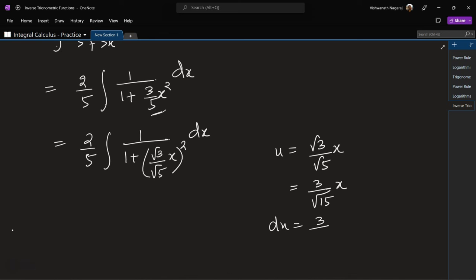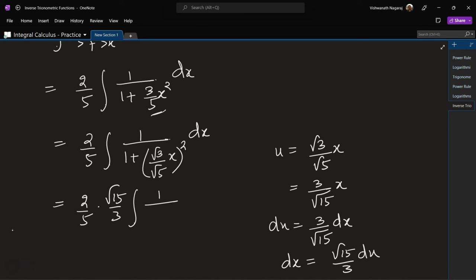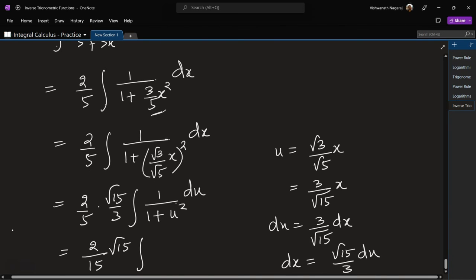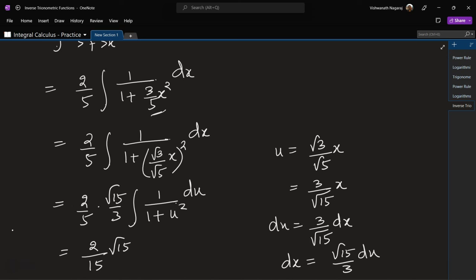We get 3 by square root of 15 dx. That means dx is equal to root 15 by 3 du. So let's write this. Root 15 by 3 can come out. Integral of 1 by 1 plus u square. So this is 2 by 15 square root of 15 integral of... no, now we can actually integrate it. So this becomes tan inverse of u.